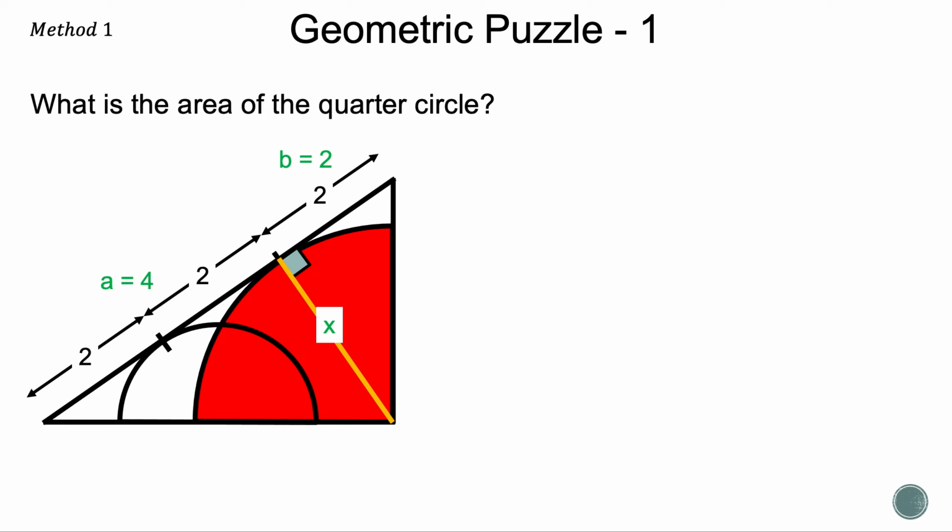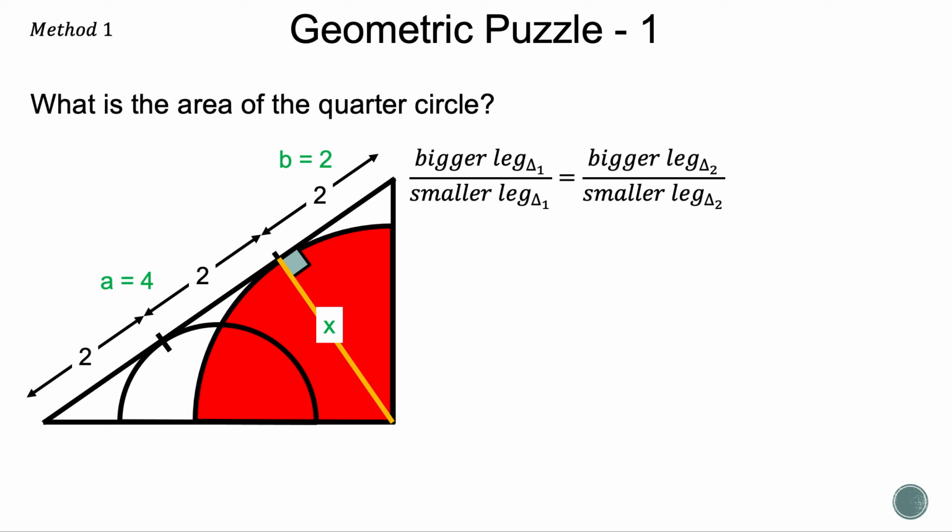Since all these triangles are similar, we can set up a ratio. We have bigger leg over smaller leg for both triangles. Make sure that you don't use the hypotenuse. Now let's set up the ratios using the variables. We have a over x, which is equal to x over b, where a over x is the bigger triangle on the bottom left, and x over b is the smaller triangle on the top right.